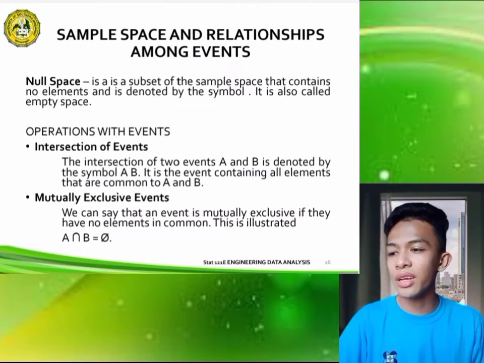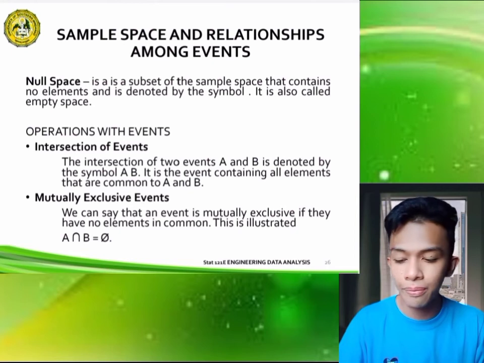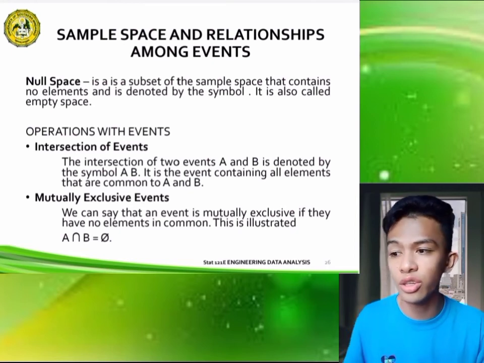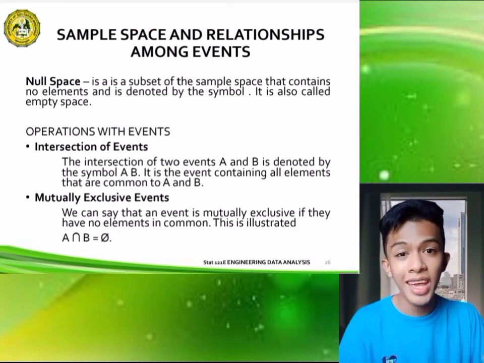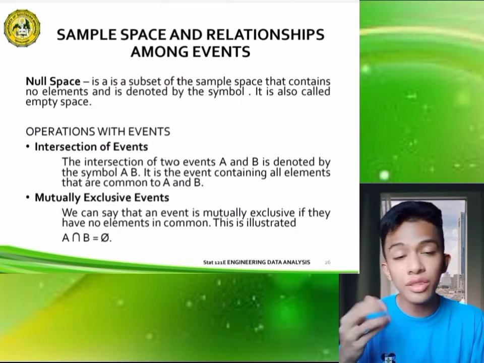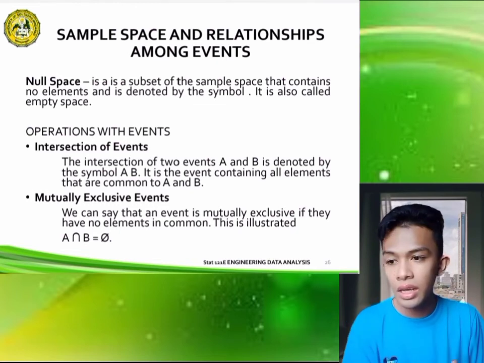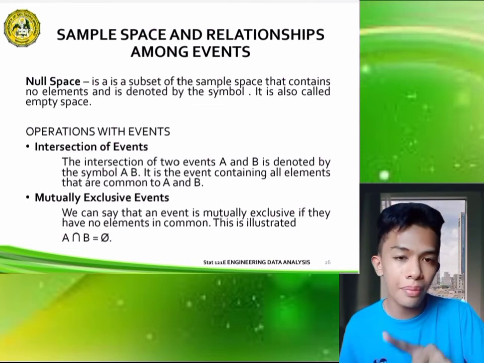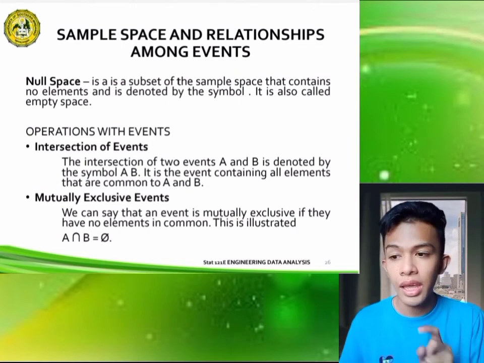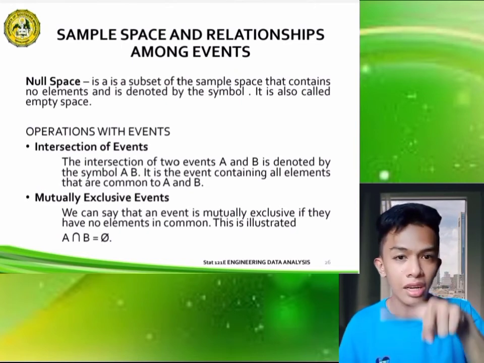So, we also have operations with events. What is number 1? We have the intersection of events. From the word itself, intersect. Meaning the intersection of two events, for example, we have set A and set B, is denoted by that symbol. A intersect B. Just think of it like that.